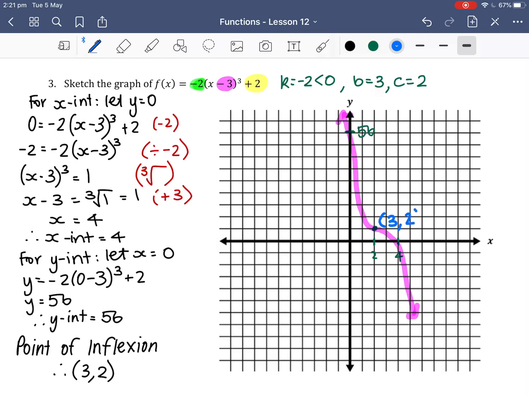3, 2. Sorry, so that means that this is actually a 3. Oops. There we go. And then we finally just need to write the function on here. So it's f(x) = -2(x - 3)^3 + 2.